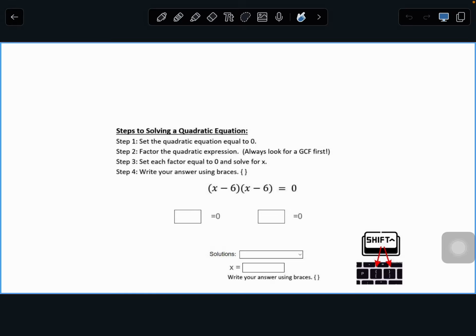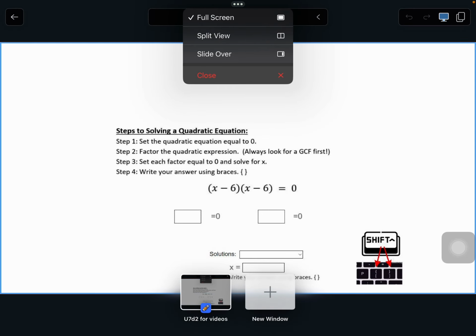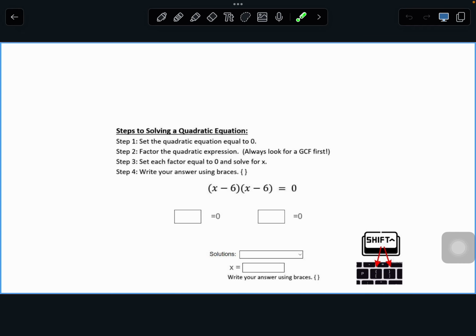All right, we are solving the quadratic equation. So there are steps to solving. Step 1 is set the equation equal to 0. I'm looking right here, and it's already set equal to 0, so this step is done. So step 1 is done.